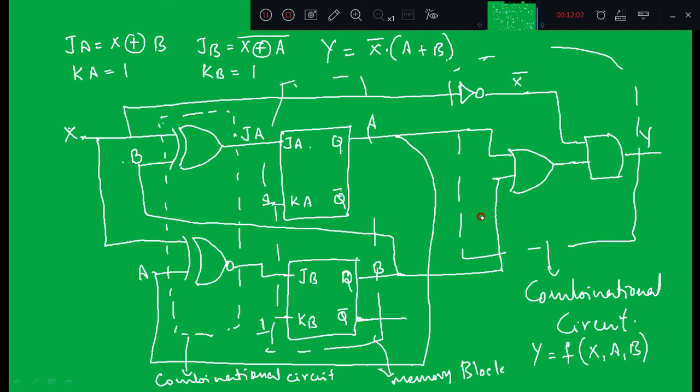So in the next class we will continue this topic. In the next class we will again see the general block diagram of the Moore model, and we will take one example and discuss how to design the Moore model using the given problem statement.